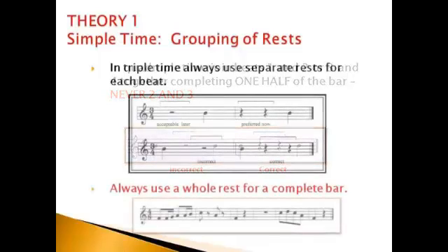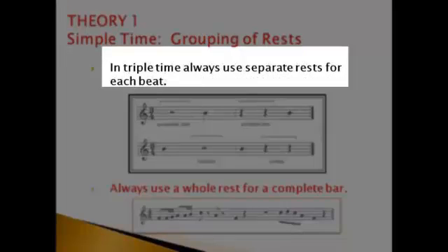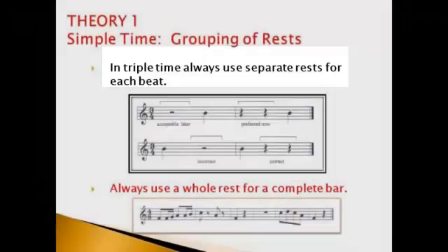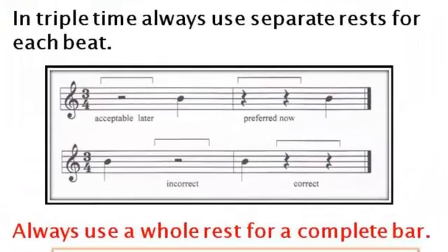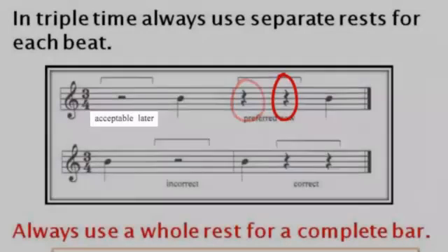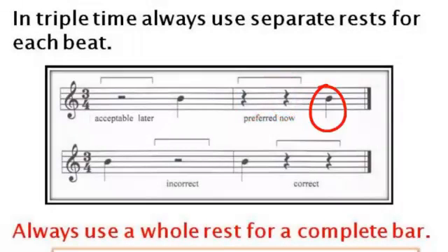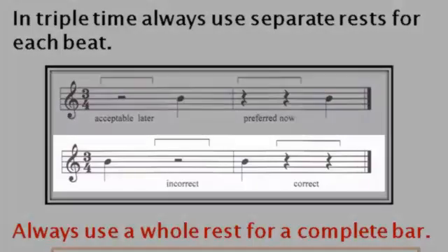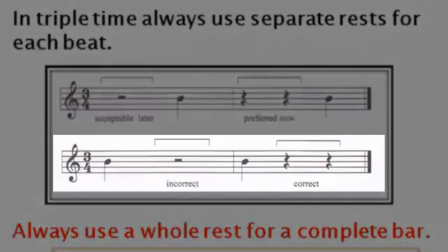When you're in triple time, make sure that you use separate rests for each beat. Sometimes you can group beats 1 and 2 together, and on the slide it says it's acceptable later. For now, you want to show each beat. It's better to use 2 quarter rests. In the second line, we have a quarter note. You cannot use a half rest. You must use 2 quarter rests.